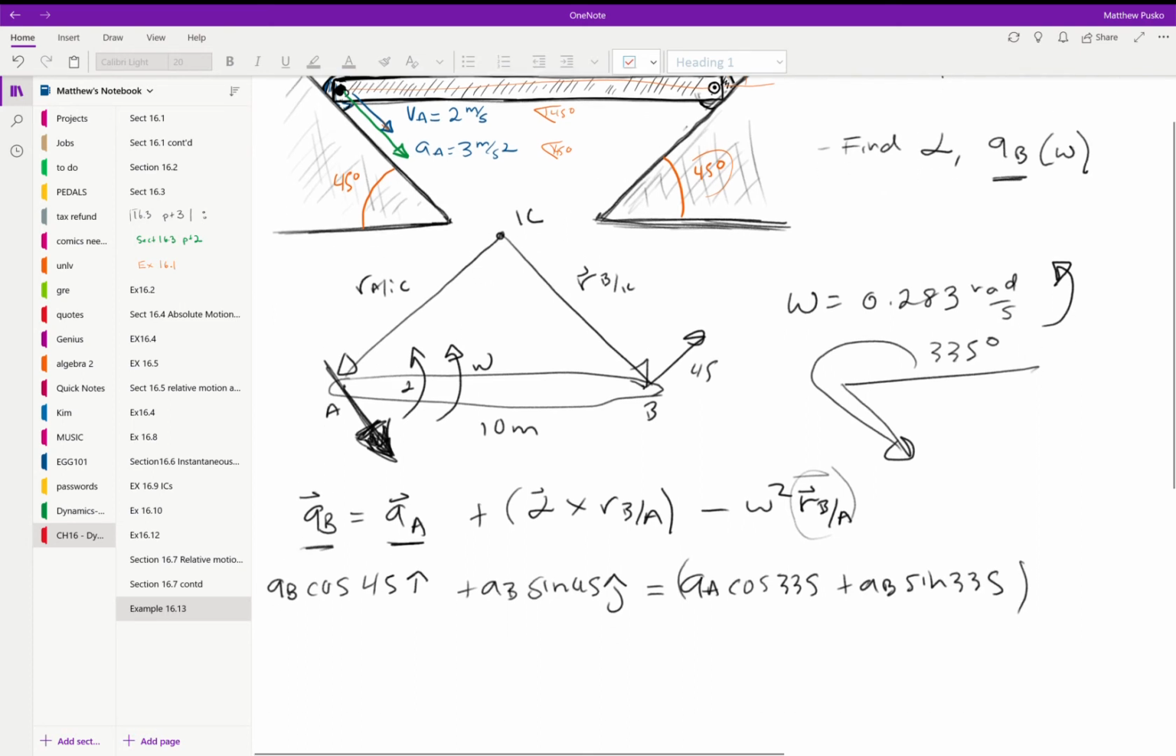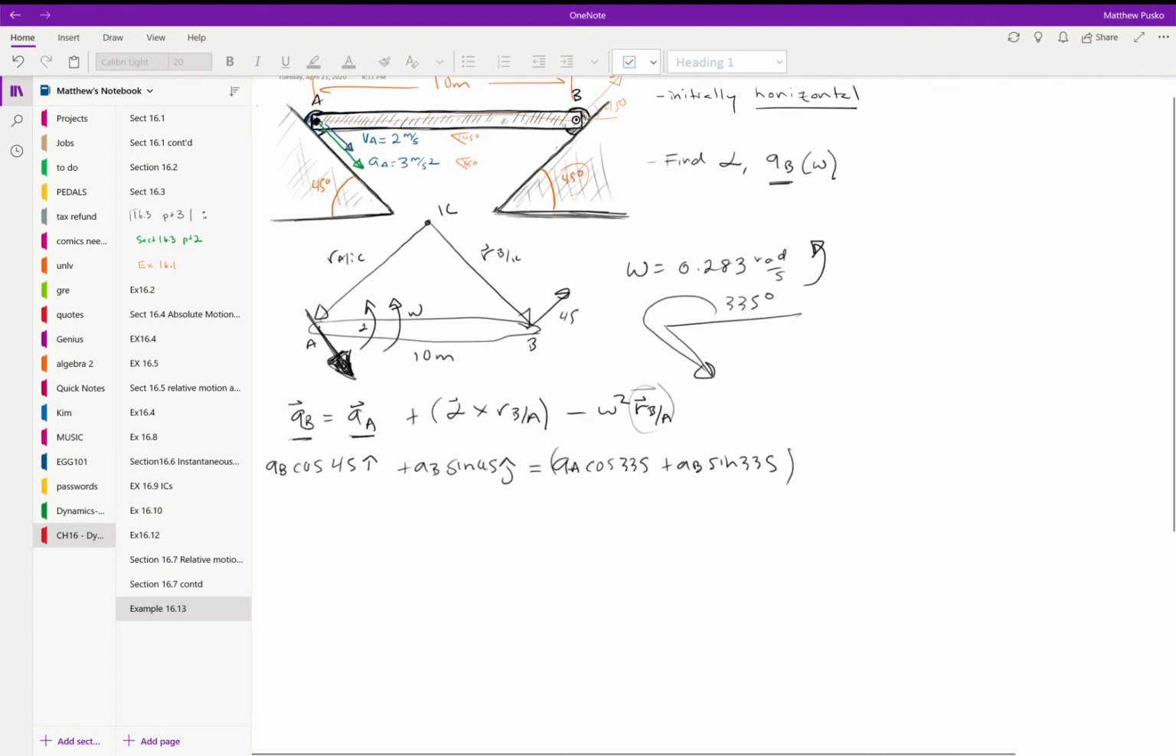We also need to cross alpha into R. So I get, we can call it alpha, that's what we're looking for. We just need to assign it a direction, and that's going to be in the positive k. If we gave it a wrong assignment here, we would just get a negative later. We need to cross that into the position vector of B with respect to A, and that's just 10 meters long in the I direction.